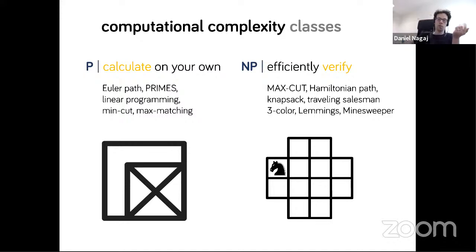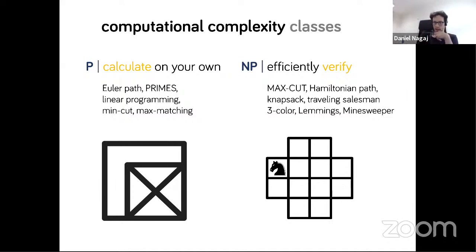Or other problems are linear programming, or finding the minimum cut on a graph, or maximum matching, when you have a graph and you're trying to find the maximum number of pairs that exist on edges, so that every vertex has one edge coming from it.